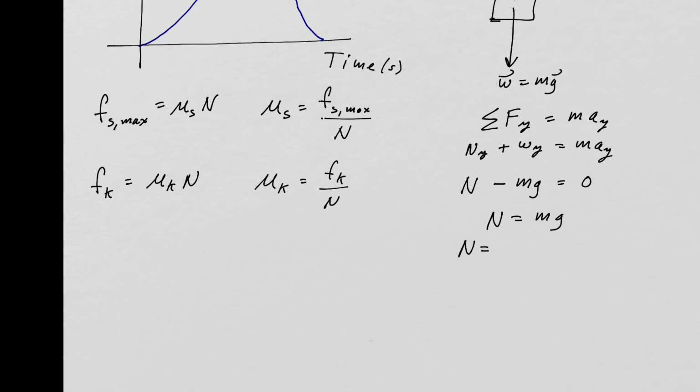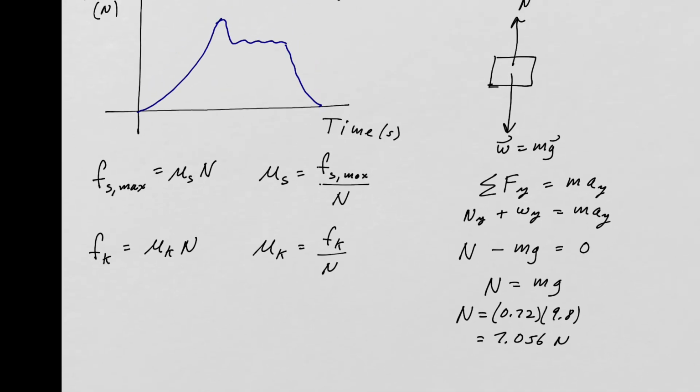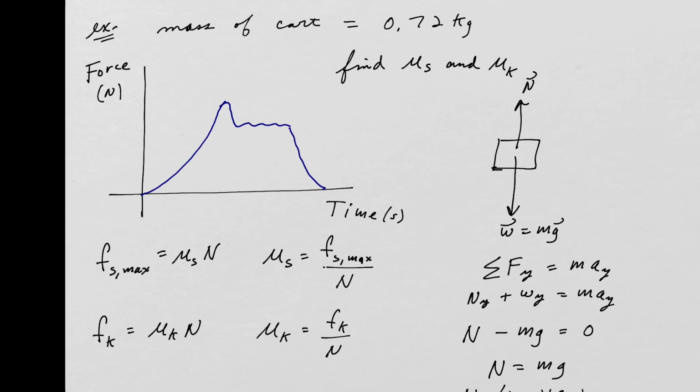So the normal force is going to be equal to 0.72, right? That was the mass, times 9.8. So let's say in this case we get 7.056 newtons. Okay. So now, in order to figure out mu s and mu k, we need to know Fs max and Fk, but that we can get from the graph.